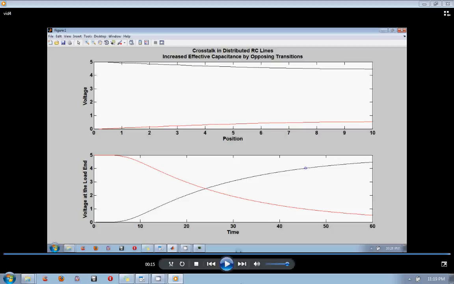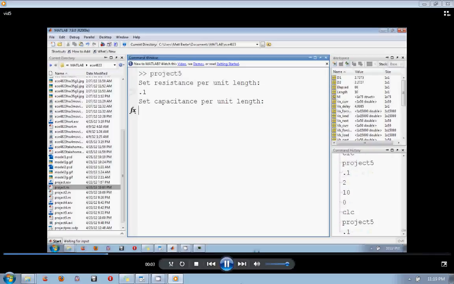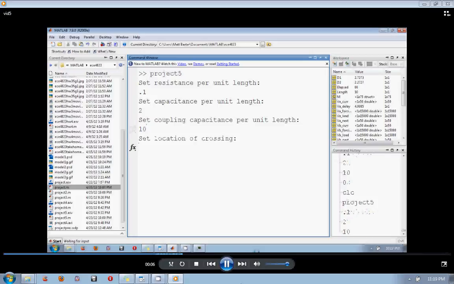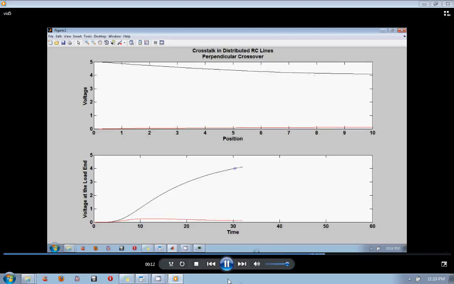Now consider the following. Instead of wires being parallel, what if wires cross perpendicularly? In this case, only a portion of the wire will be capacitively coupled. For the sake of demonstration, let's let C sub C equal 10. Here, the crossover will occur at the driving end of both wires. Here, the effects of coupling are minimal. The delay in the driven line was hardly increased, and only a small voltage was seen on the undriven line.